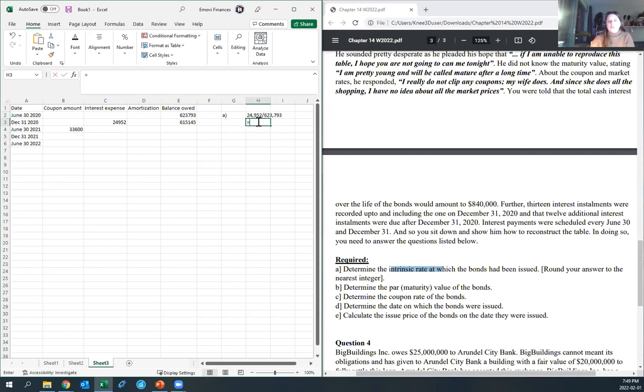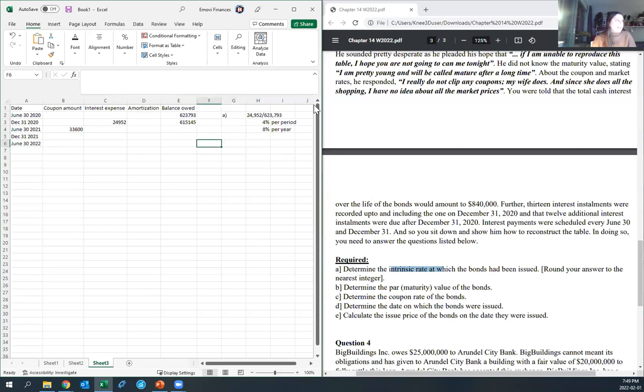All right, so if we do the calculation, that gives us 4%. But the 4% is per period, right? It's not per year, because there are 2 interest periods per year. So we have to do times 2 to find our interest rate for the year. So this is per period, and this is per year.